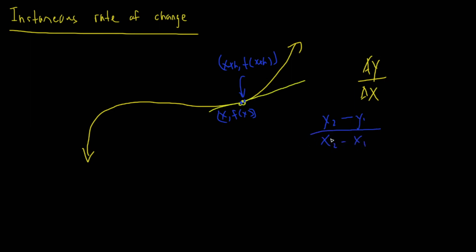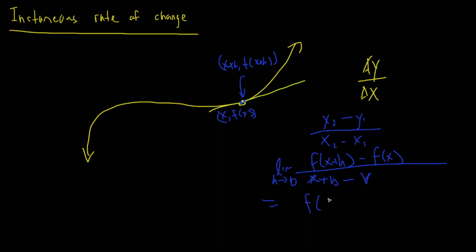x2 minus x1. My y2 is f at x plus h, and my y1 is just f at x. And my x2 is x plus h, and my x1 is just x, right? So you'll see that my x's cancel out, and I want h to be equal to 0, or as close to 0 as possible, right? So in the end, this would equal f at x plus h minus f at x divided by h, since the x's cancel out, and limit as h approaches 0.